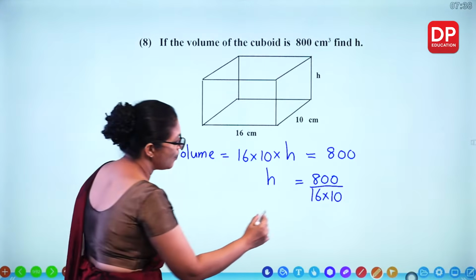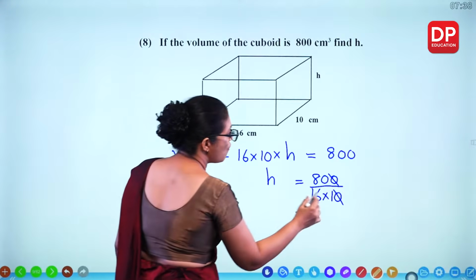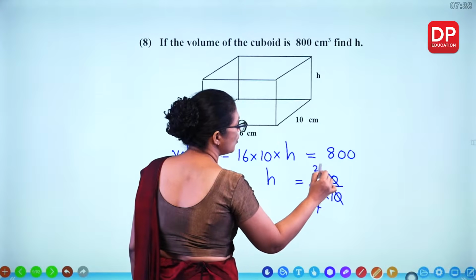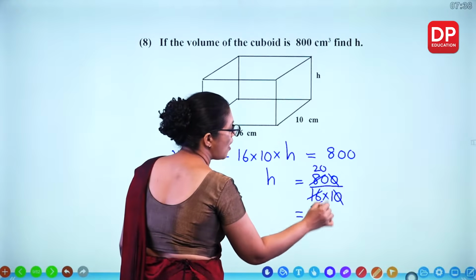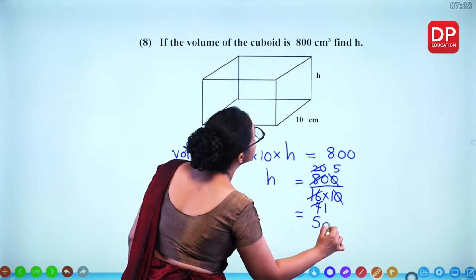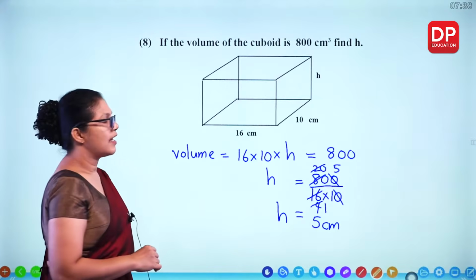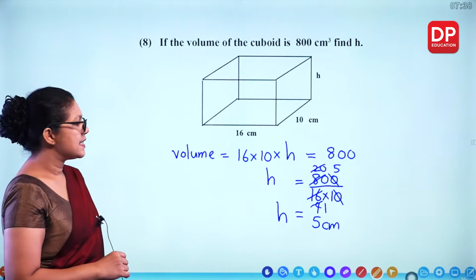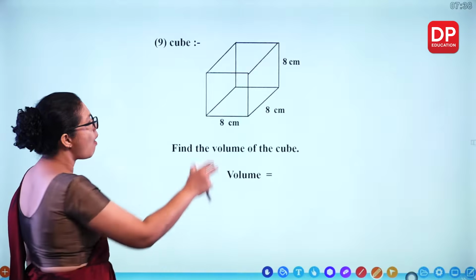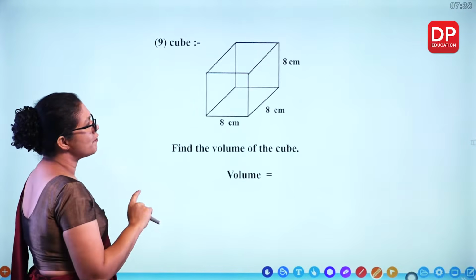So simplify now. The 1 and 0 get cancelled out. 4 times 4, 4 times 2. So you get 4 times 1, 4 times 5. So 5 centimeters for the h value. So the height is 5 centimeters. Now look at this cube. What does cube mean? All sides are equal. Find the volume of the cube.